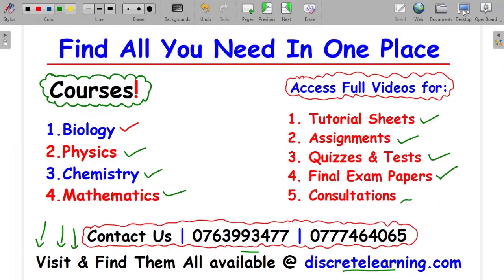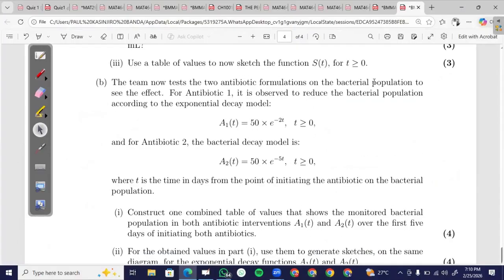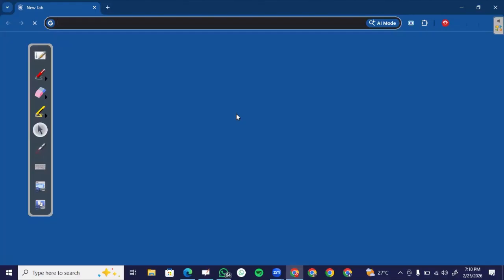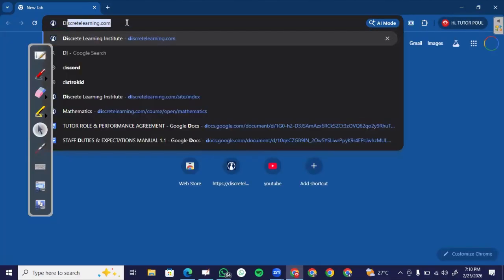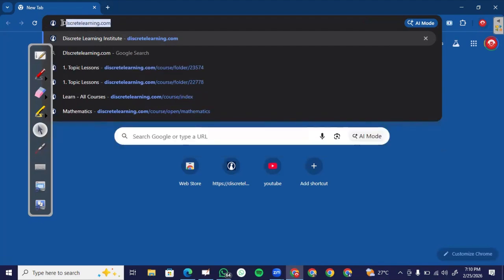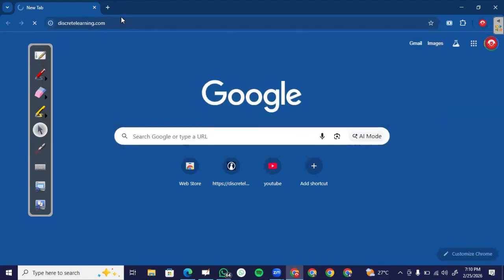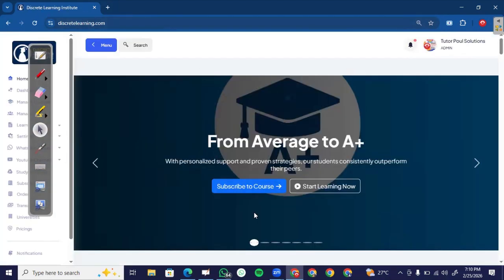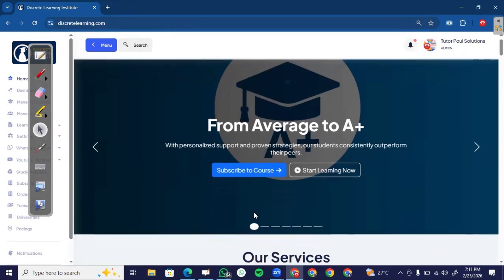Okay, so for those who have never seen our website, let me just show you here. You just open Chrome, either on your phone or your PC, and then you type in discretelearning.com. You can see the discretelearning.com there. Then you just click search. Once you search, it will take you to our website. If you do not have an account, it will take you to the login page. On the login page, there's a part where you click to create an account. So you create an account first. You just put in your simple details like your name, your email, and you set a password for your account. Then using those same details, you'll be able to log in.